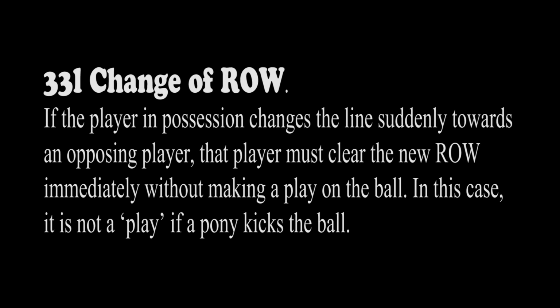33L. Change of row. If the player in possession changes the line suddenly towards an opposing player, that player must clear the new row immediately without making a play on the ball. In this case, it is not a play if a pony kicks the ball. If a player in possession of the ball hits it towards an opponent, his opponent can disappear. Then he has the right to exit, as long as opponents do not use this situation to get the ball. This means that neither he nor his teammates can use the situation to their advantage, and if the ball hits the horse, there will be no foul.